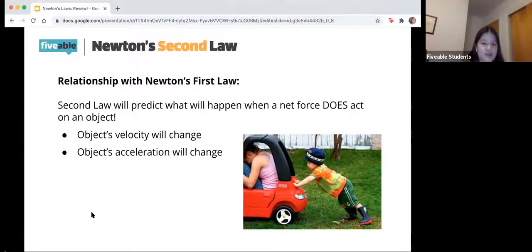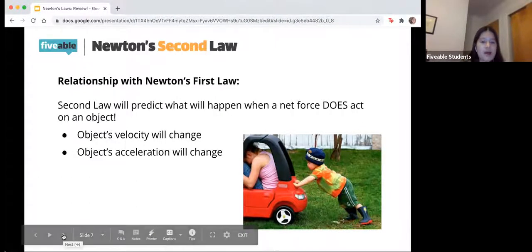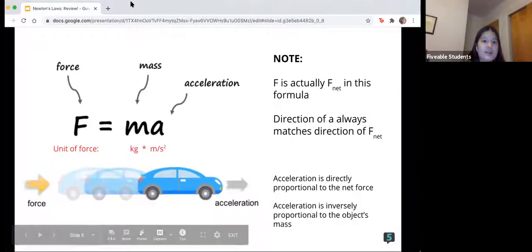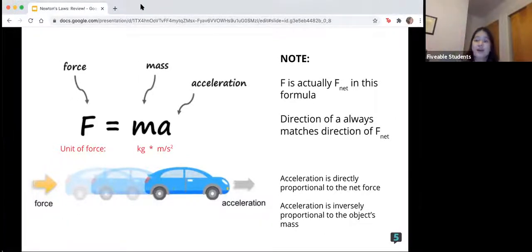So the reason we have Newton's second law, F equals ma, is that it tells us what happens in that scenario from Newton's first law, where we have an unbalanced force. Remember, having a net force that's a non-zero number means we're dealing with unbalanced forces.